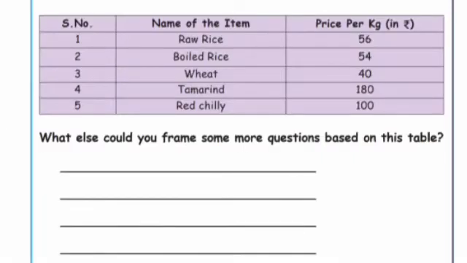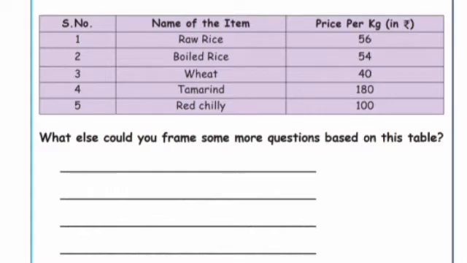Now we can frame the question based on this table. This table contains name of the item and price per kg in rupees. The price of raw rice per kg is rupees 56. The price of boiled rice is rupees 54. The price of wheat is rupees 40. The price of tamarind is rupees 180. The price of red chilli is 100 rupees.